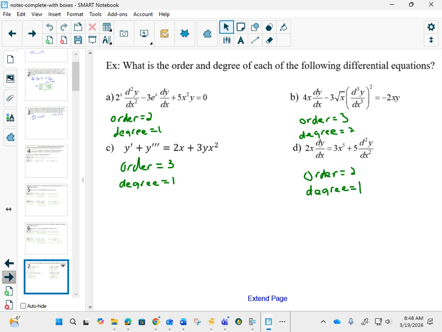So when organizing these, I would look for the order first. What is the highest order of derivative? And once you've found that, find out how many times that appears, or check the exponent on that one. So like in B, the d cubed y over dx cubed, that's an order of 3, and it has an exponent of 2, making it a degree of 2.